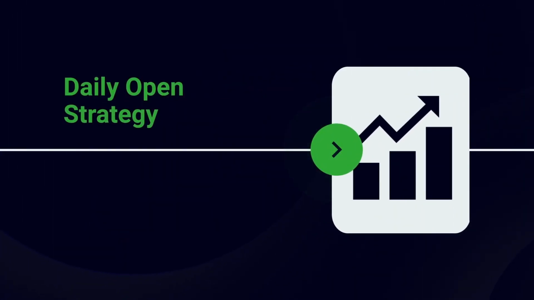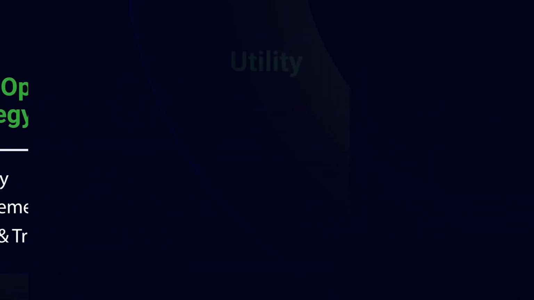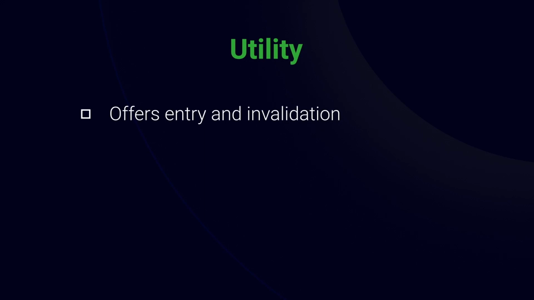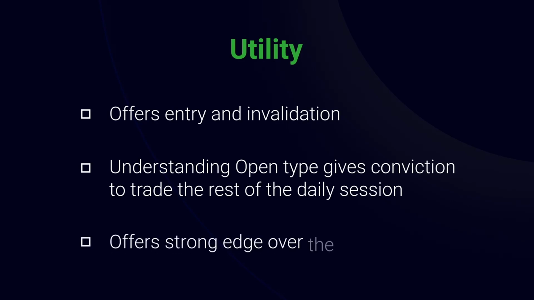In this module, we will cover the utility of the three most important daily open types, how to correctly implement them, and then go over some examples and tips and tricks on how to best use them. The three most important daily open types can offer an entry and an invalidation for a possible trade setup. Understanding the different open types gives conviction to trade the rest of the daily session. Also, it offers a strong edge over the competition.